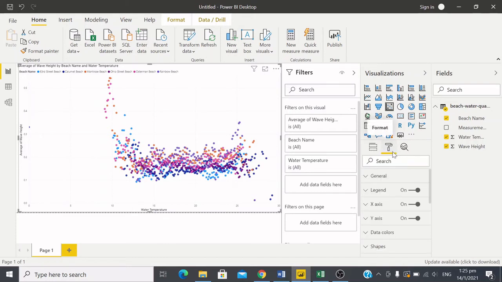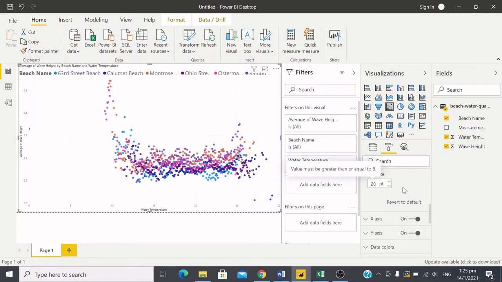So we go under the paintbrush, and I think most of you are familiar with this already. On the legend, we're going to put the font size to 20. Now we can clearly see these are the 6 different beaches. The words are cut off because they are too long, and we can adjust that later, but for now, when I mouse over, I'm able to see that this is the Rainbow Beach.